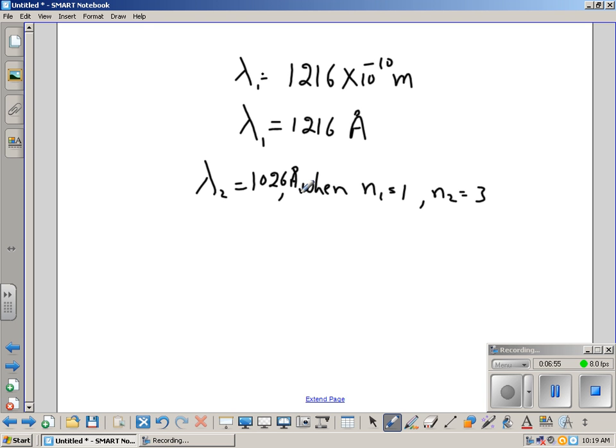For other members also we can get the wavelengths in this way by taking N2 is equal to 4, 5, and so on. These lines belong to the Lyman series. This is how to calculate the wavelengths of the spectral lines in the Lyman series: when the electron jumps from higher orbits to the first orbit or K orbit, we get the Lyman series. The second one is the Balmer series.